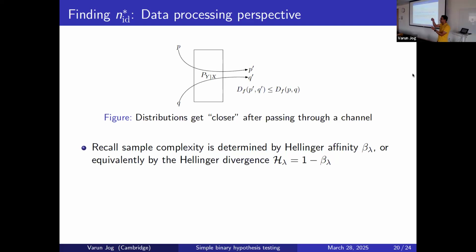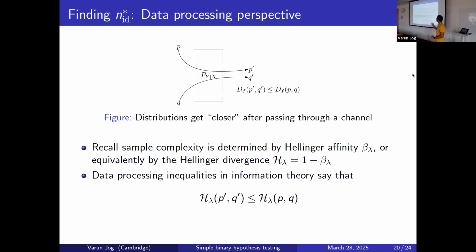So if P and Q are initially far apart, you pass them through a channel to get P prime, Q prime. Any distance that you care about is going to go down. So if you care about KL divergence, total variation, Hellinger, whatever you care about, it's going to become smaller after the channel. We know that sample complexity is determined by this beta lambda parameter, which is in fact 1 minus a divergence. So 1 minus beta lambda is a Hellinger divergence. So sample complexity is characterized by the lambda Hellinger divergence. Data processing is telling you that lambda Hellinger divergence is always going to go down, so sample complexity is always going to go up.